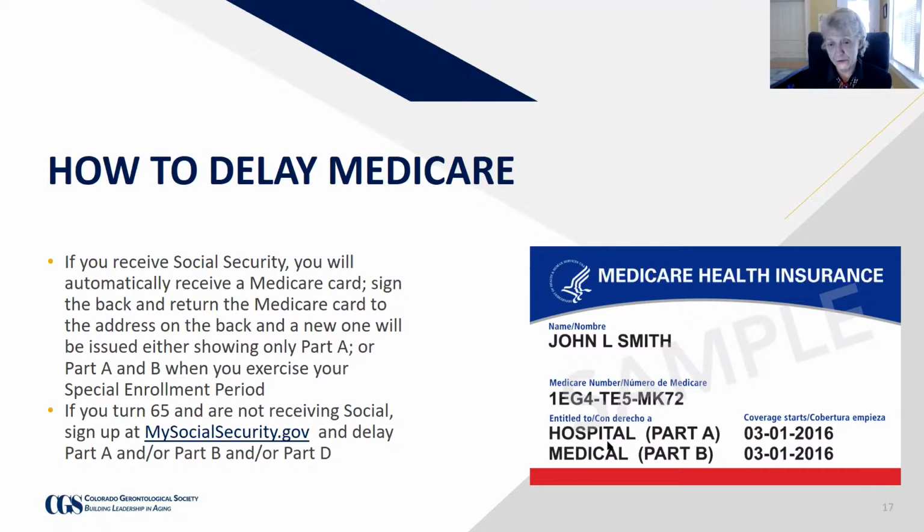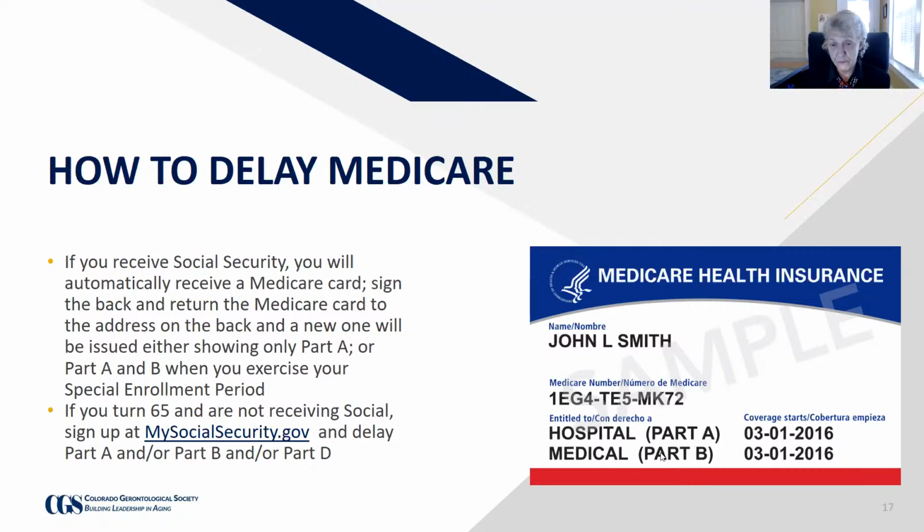You flip this card over and you indicate whether you want to delay both A and B and you sign it, or if you just want to delay one or the other. If you delay and send this card back, that will automatically also delay your D. Now, some of you may decide that you want to keep your A and only delay your B. And if that's the case, then you will get a new Medicare card that will take the Part B and the Medicare off, and they will issue then a new card with only Part A.